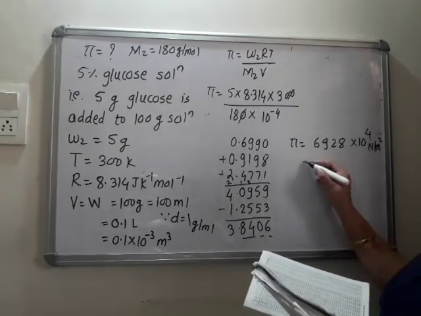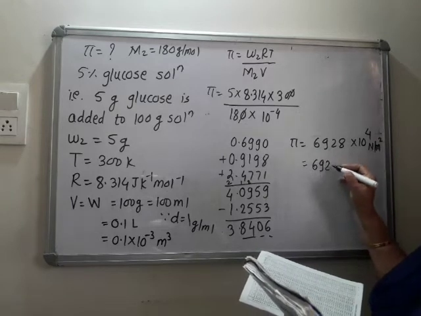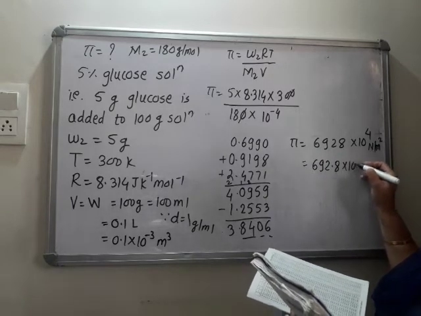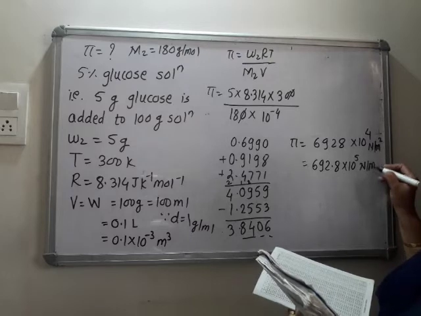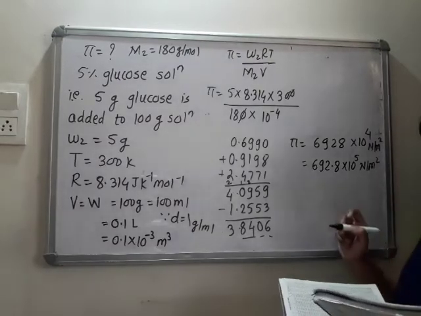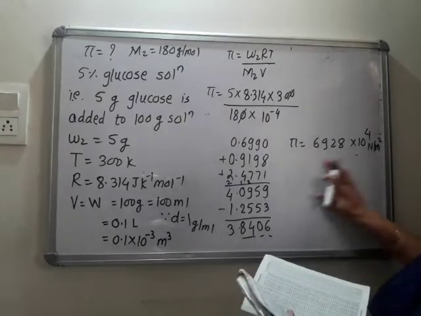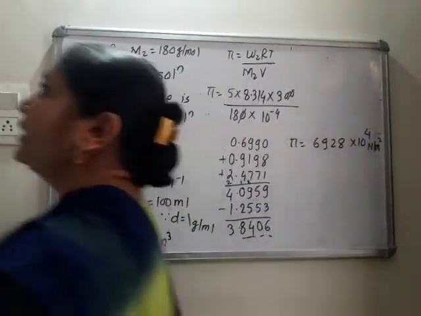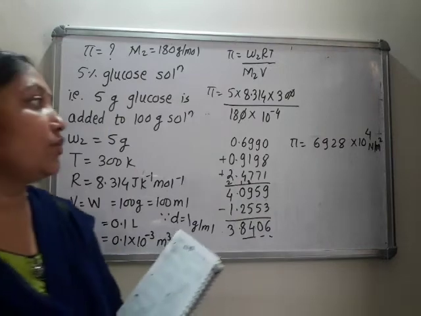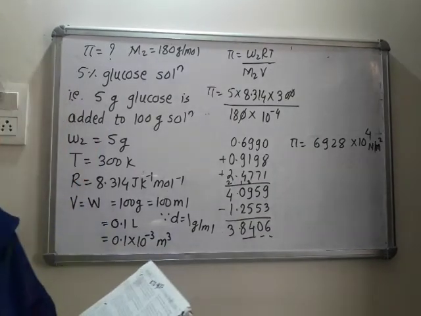So this is, or we can write 692.8 into 10 raised to 5 Newton per meter square. Okay. Correct? This is the answer. Write this. 6928 into 10 raised to 4 Newton per meter square.